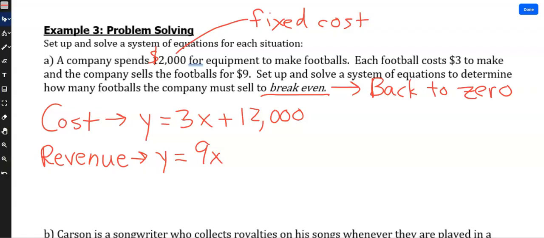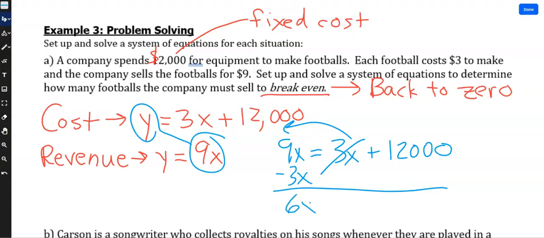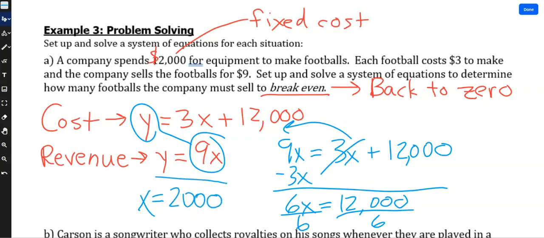So this is a great situation for the substitution, right? Because now I can do this and substitute here. So we have 9x equals 3x plus 12,000. And the 3x can go to the other side, giving me 6x equals 12,000. And you can divide by 6 on both sides to find out that we need to sell 2,000 footballs.